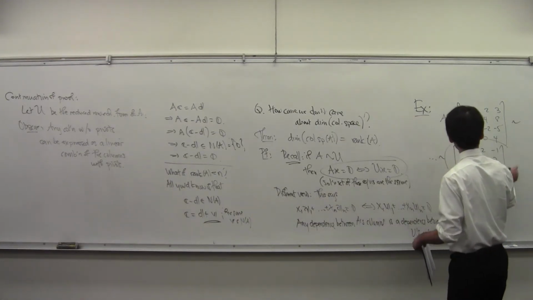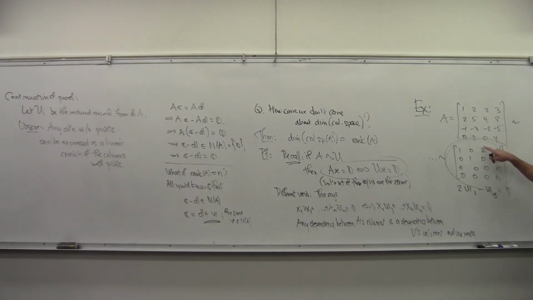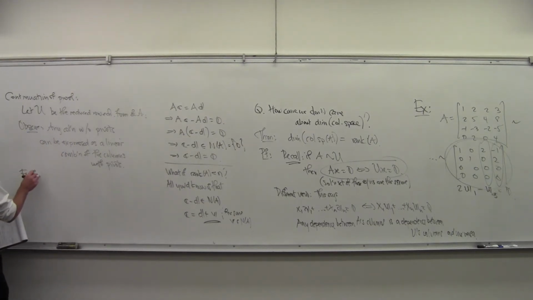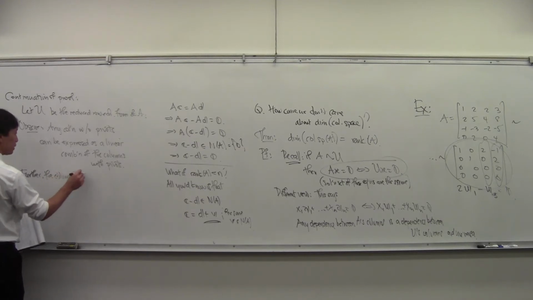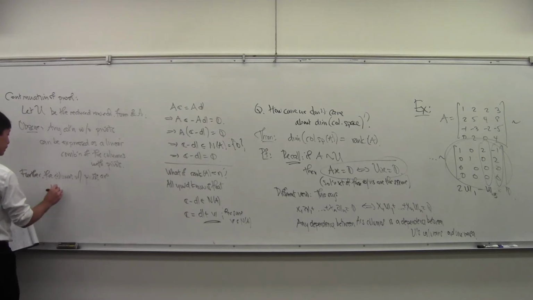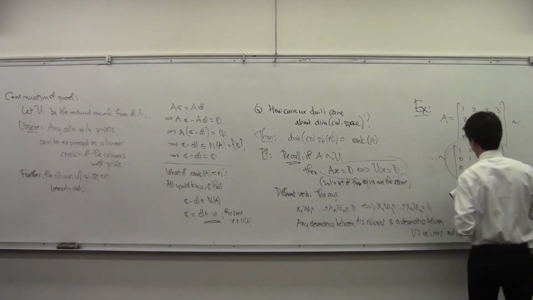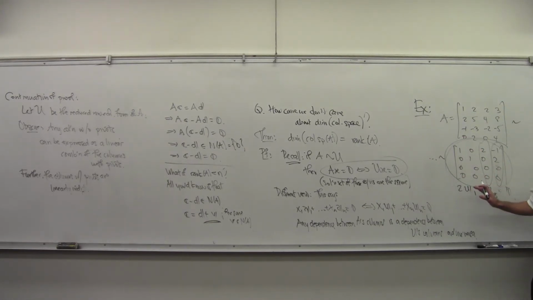I come down to the reduced row echelon form, and I say, oh look, any column without pivots can be expressed as a linear combination of the columns with pivots. This column is twice that column. This one is -1 of this column plus 2 of that column. Further, the columns with pivots are linearly independent, because these are the standard basis vectors: 1, 0, 0, 0, 0, 1, 0, 0.